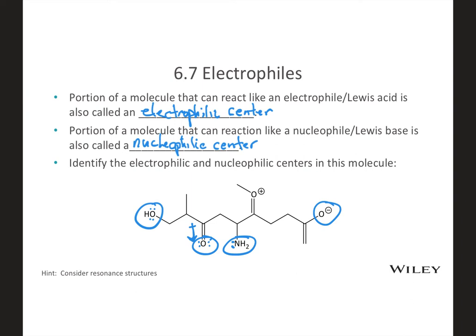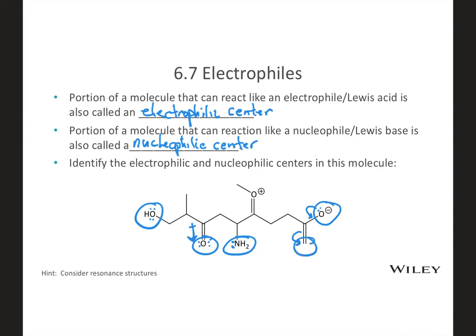There's one other spot of the molecule that could also act as a nucleophile. We have lone pairs on this oxygen. Those lone pairs could be pushed in and cause the electrons in the double bond to be pushed out. And so we would end up having a negative charge on the carbon.